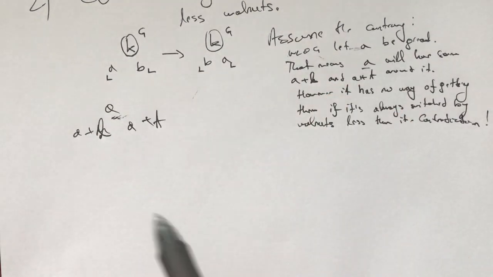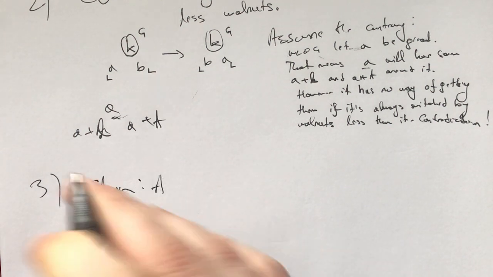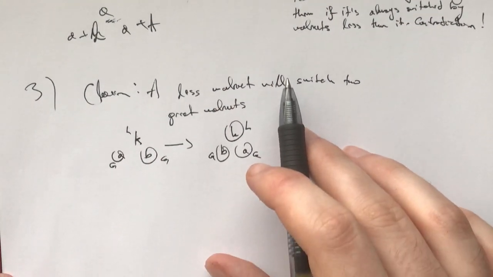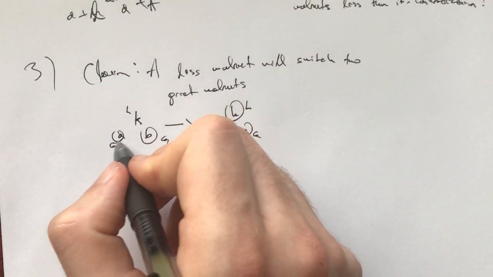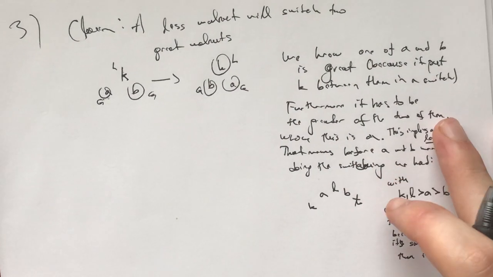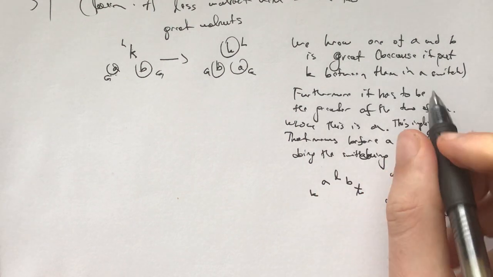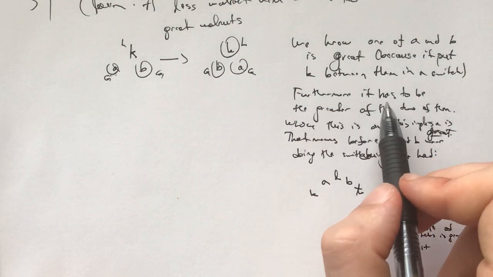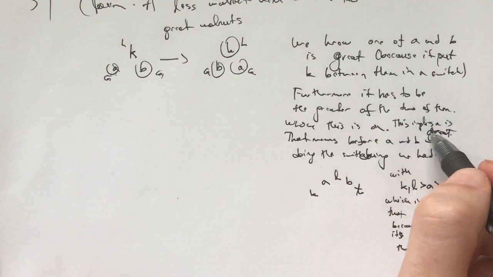And now we prove the converse of this, our claim 2, which is that a less walnut will switch to great walnuts. The way we prove this is we first know that one of A and B is great because it put K between them. Furthermore, it has to be the greater of the 2 of them, and without loss of generality, this is A.